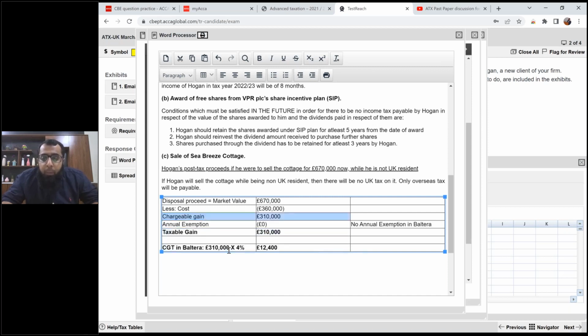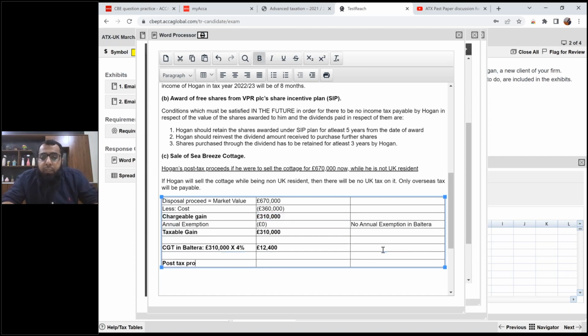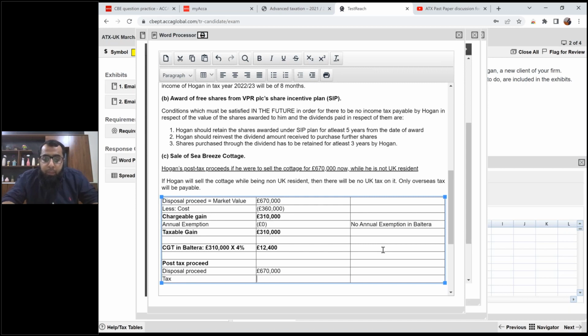What did he ask from us? He asked us to calculate the post-tax proceeds. The disposal proceeds were 670,000. The capital gains tax is 12,400. So the post-tax proceeds are 657,600.